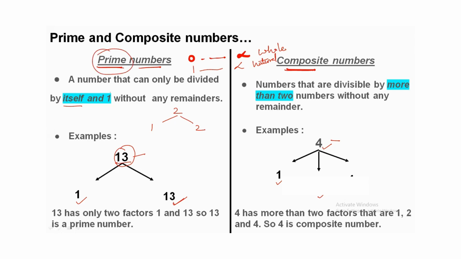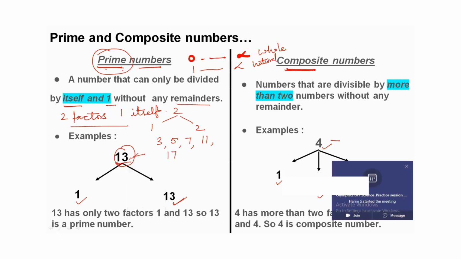So a prime number is a number that can only be divided by itself and 1 without any remainder. In simple language, prime numbers are those numbers which have only two factors, 1 and the number itself. We have some examples: 2 is a prime number, 3 is a prime number, 5, 7, 11, and 13 are prime numbers, then we have 17 as a prime number. We have so many prime numbers.